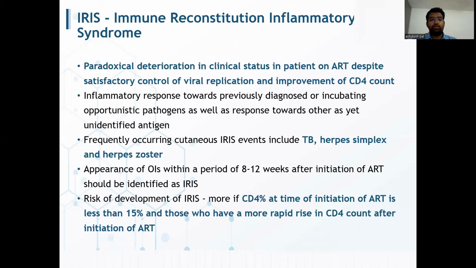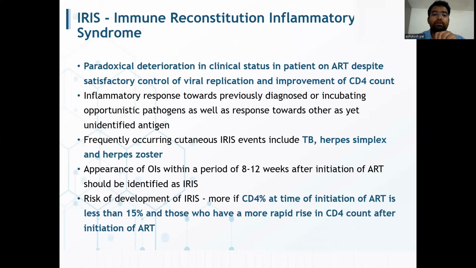When the immunity was low, the immune response was not that much to these pathogens, but when the immunity starts rising, the immune response starts to pick up and starts to take action against these commensals or opportunistic pathogens. Frequently occurring cutaneous IRIS events include TB, herpes simplex, and herpes zoster.